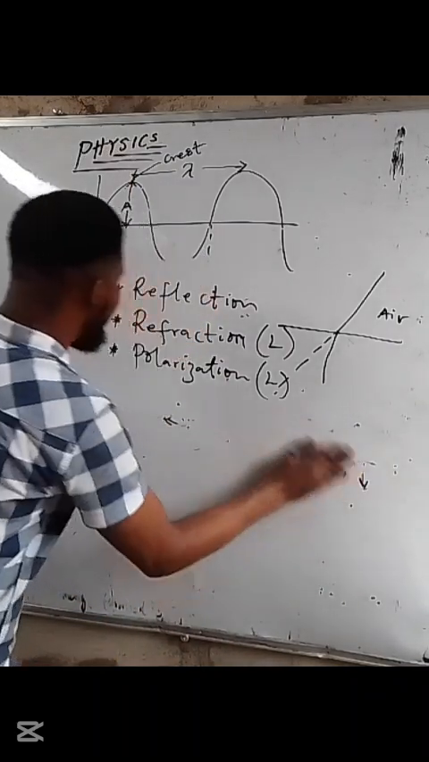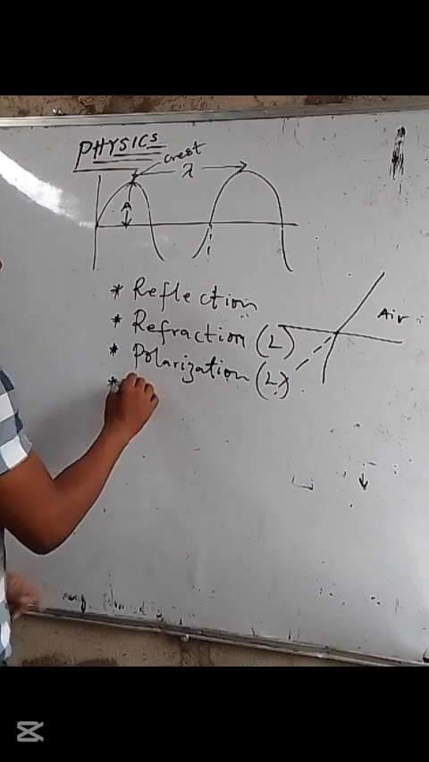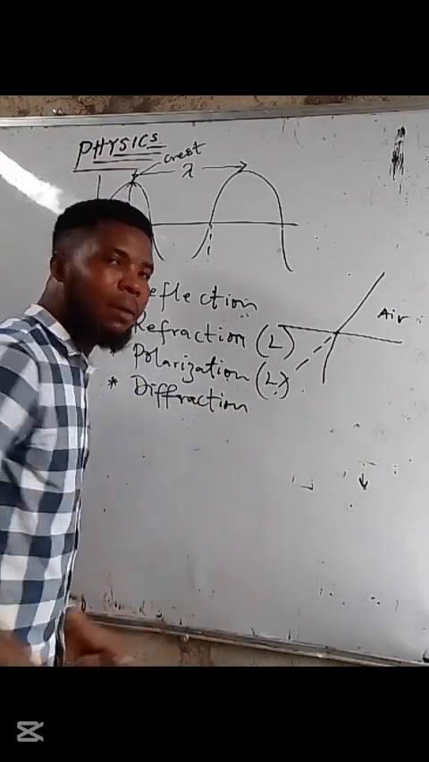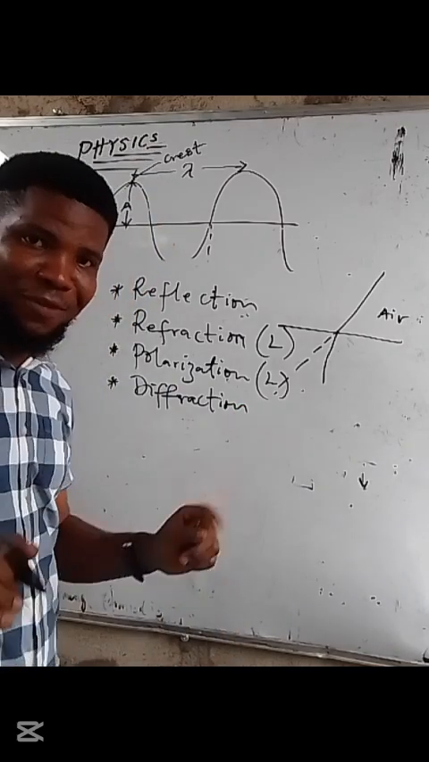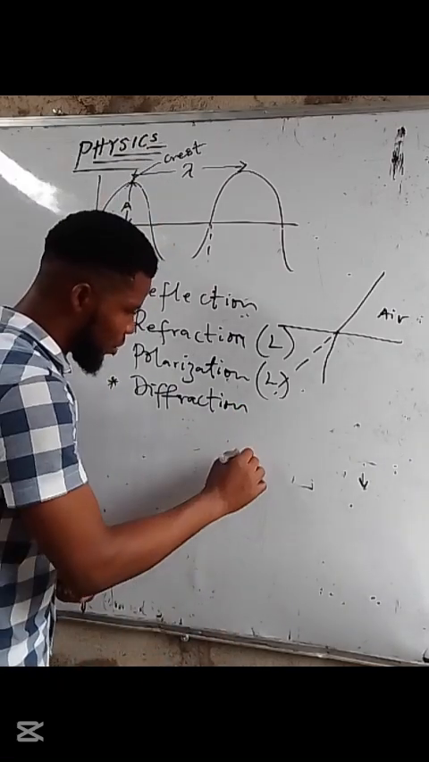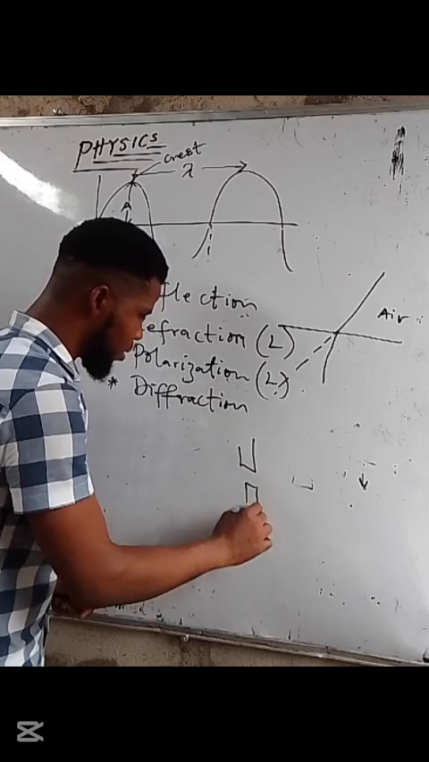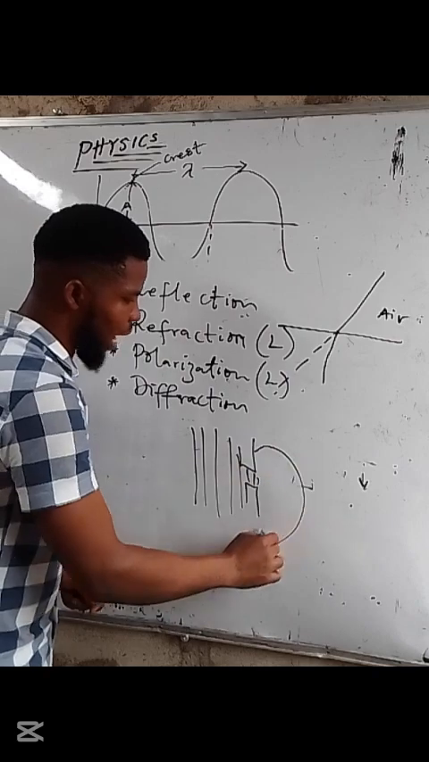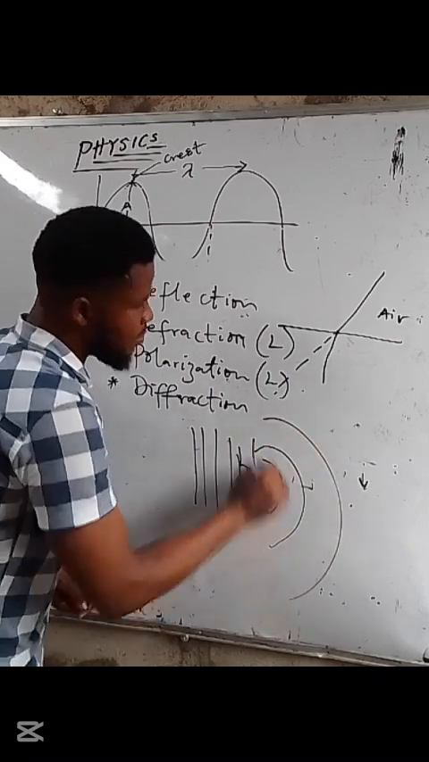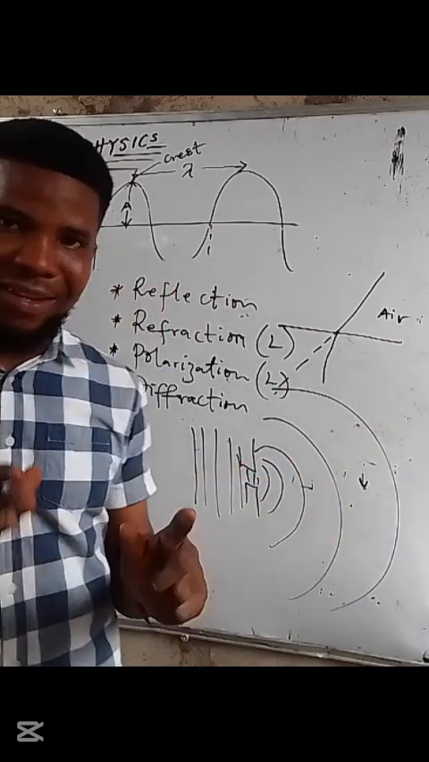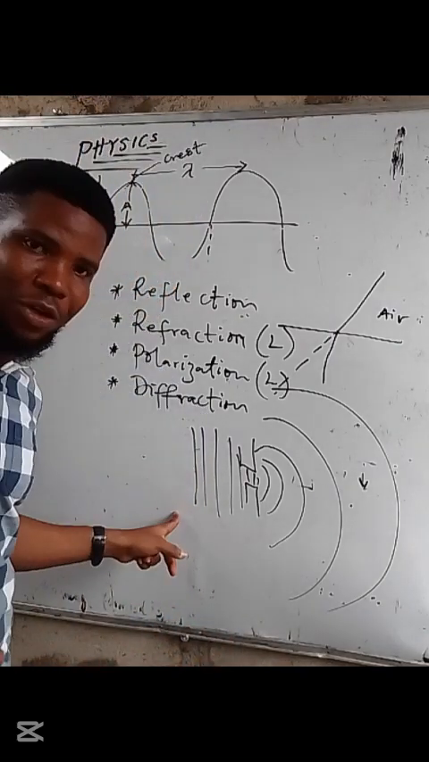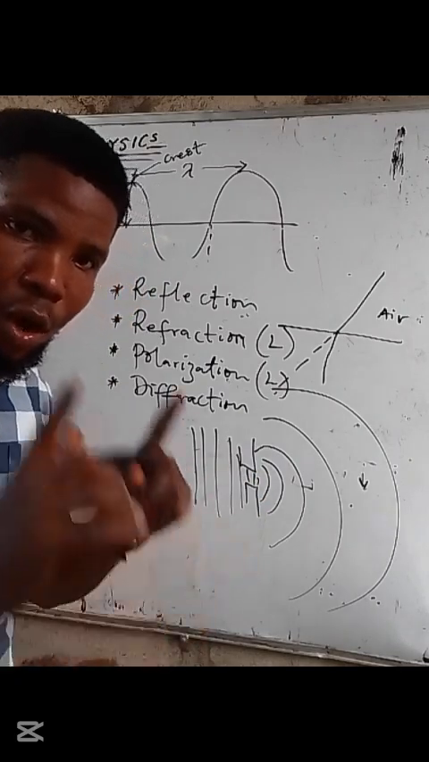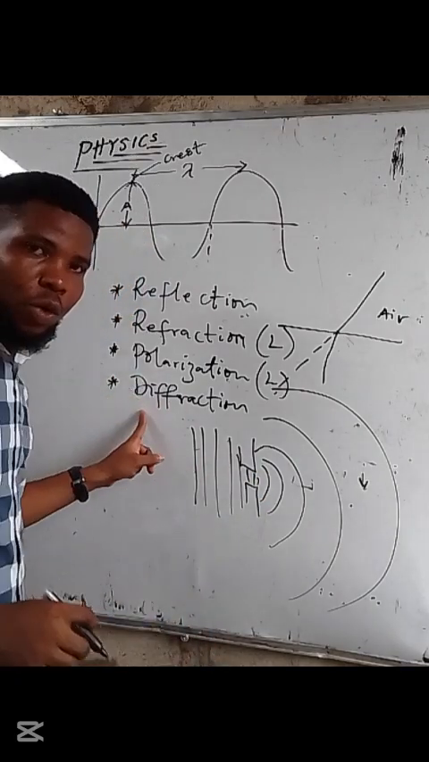Now, a wave can be diffracted. This diffraction is mostly happening in sound. So what is diffraction? If you have an obstacle this way, and your wave is advancing, then once it passes through this obstacle, it begins to spread out like this. These are principles applied in sound wave. So diffraction is the spreading out of wave as soon as it passes through a tiny opening. These are the characteristics.